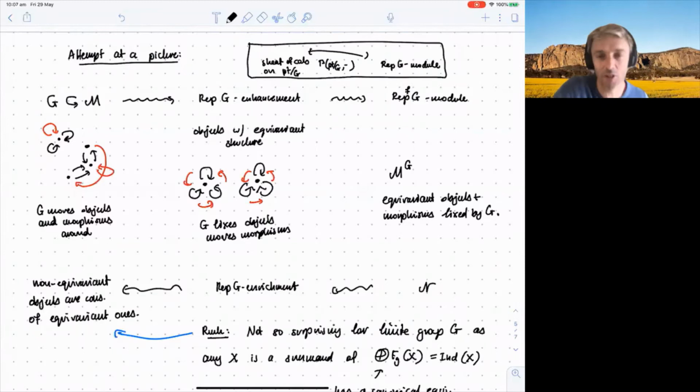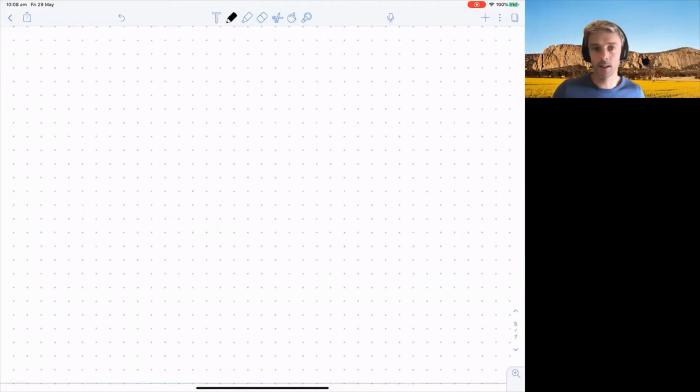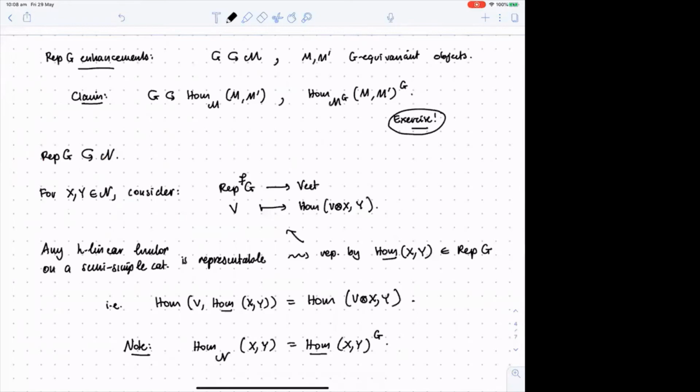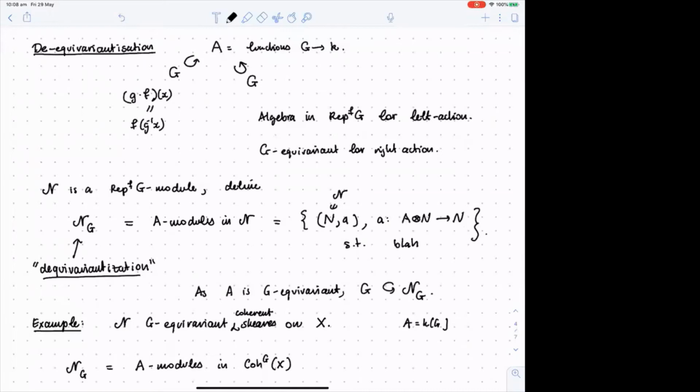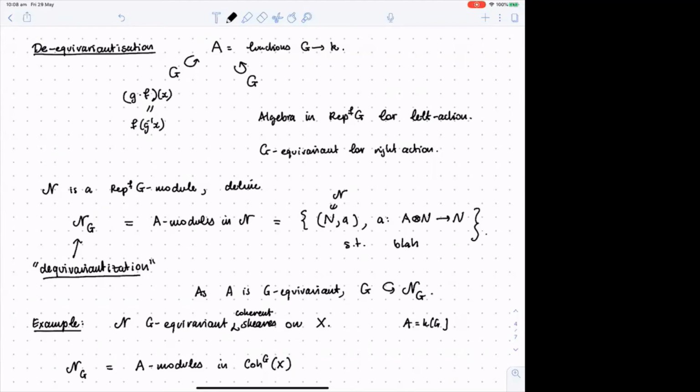Okay, can you go up a little bit? I'm a little bit confused about the definition where you define the equivariantization. I don't know why N_G is a G-module category. N_G is not a module over Rep G, but G acts on N_G. I just want to know what this action is.